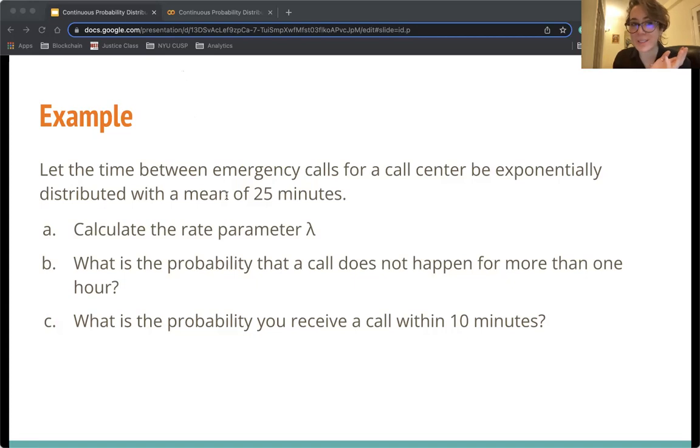So how would we do this? We would start with something like this, where we would just know that it's an exponentially distributed random variable, and we have a mean of 25 minutes. So you start to measure the time elapsed between emergency calls over an extended period to get this type of mean value, and you find that on average, a call happens about every 25 minutes, which would be very scary if there was a gas leak every 25 minutes, but let's just use these types of dummy numbers for now. Given this information, let's calculate the rate parameter lambda.